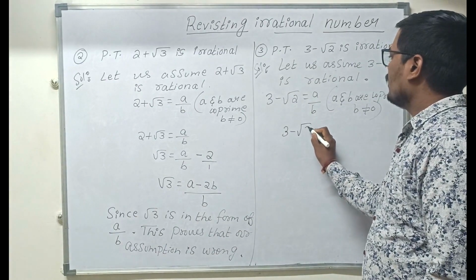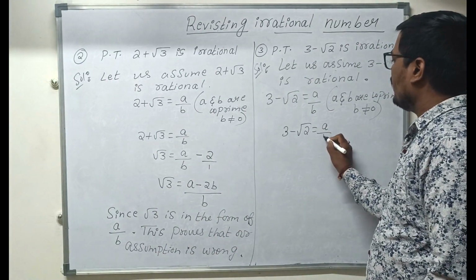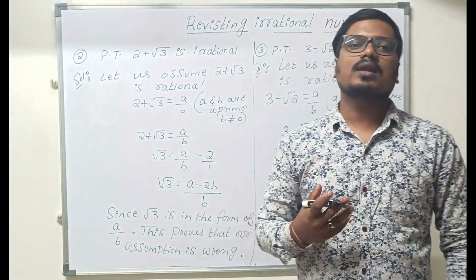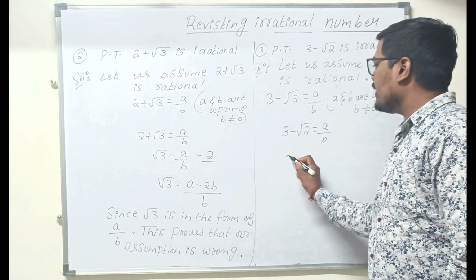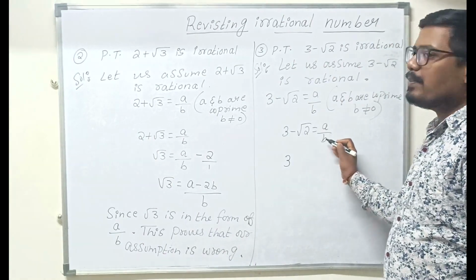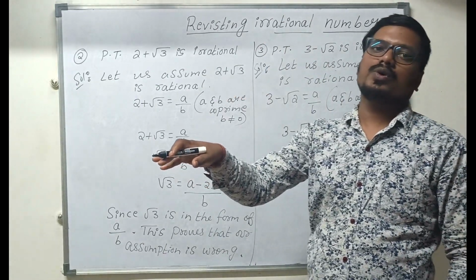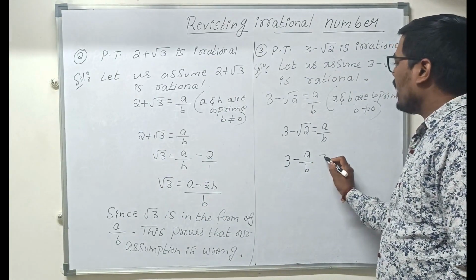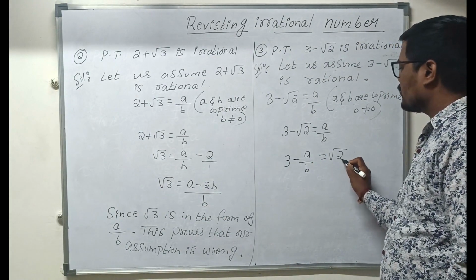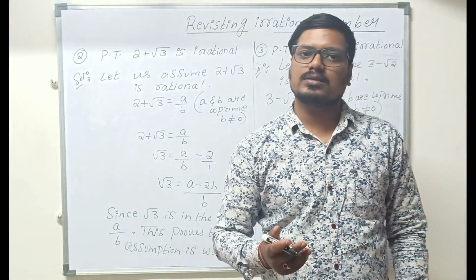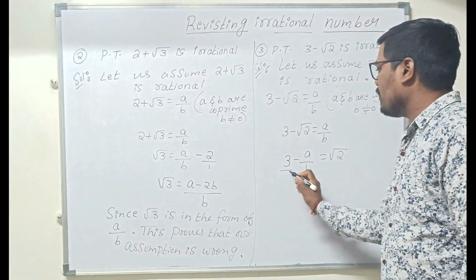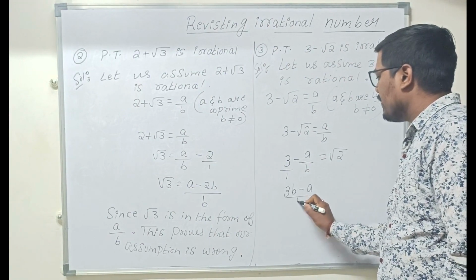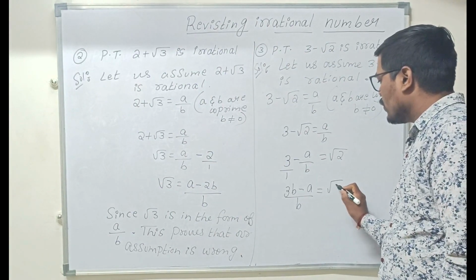3 minus root 2 equals a by b. Whenever you are transposing, please understand and transpose. So here 3 should be written as it is. A by b I am going to transpose towards the left hand side. It will become minus a by b, and minus root 2 I am transposing towards the right hand side. Now cross multiply, you will get 3b minus a by b equals root 2.